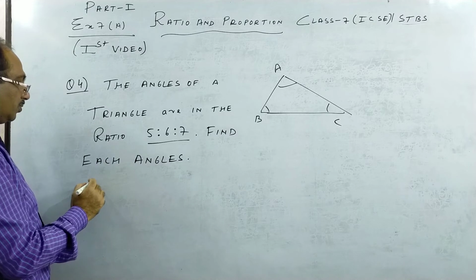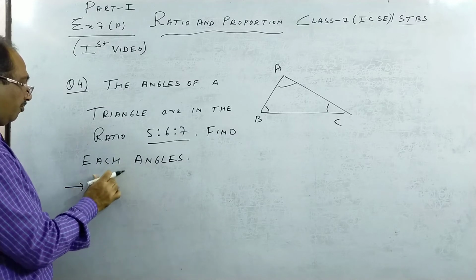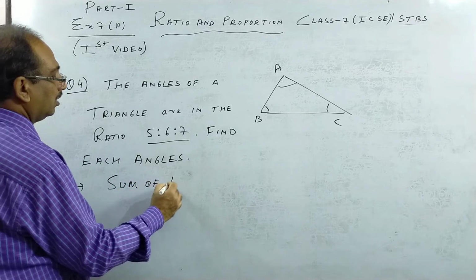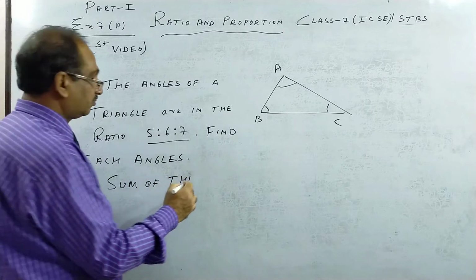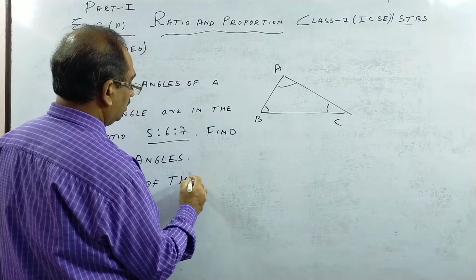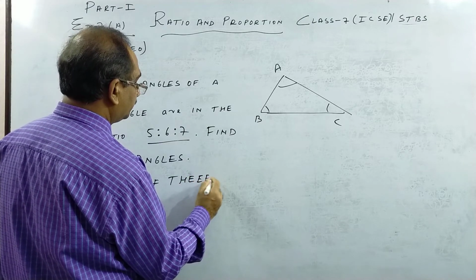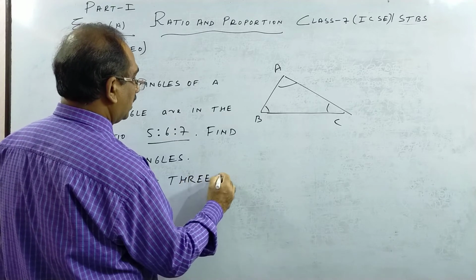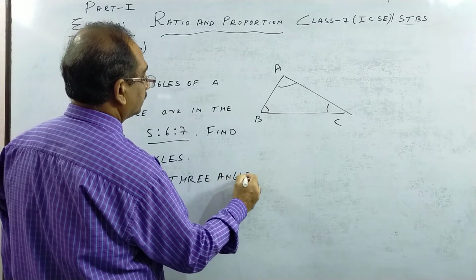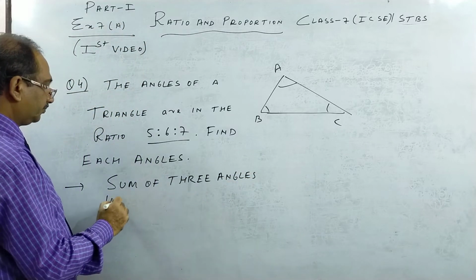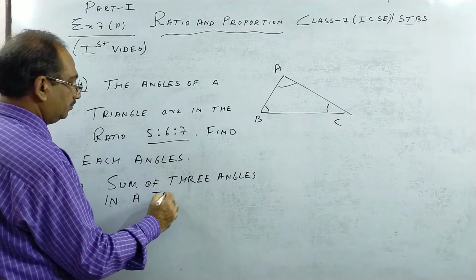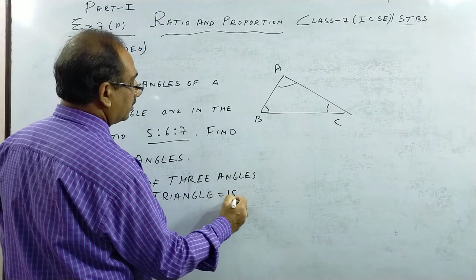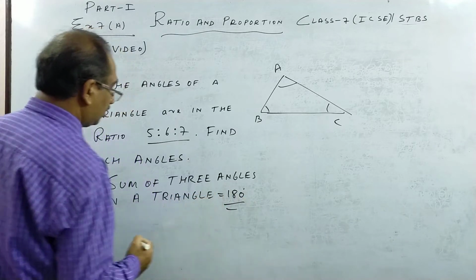So the first thing you have to get, children, is we know that the sum of three angles in a triangle is equal to 180 degrees. It's very important you have to know the sum.